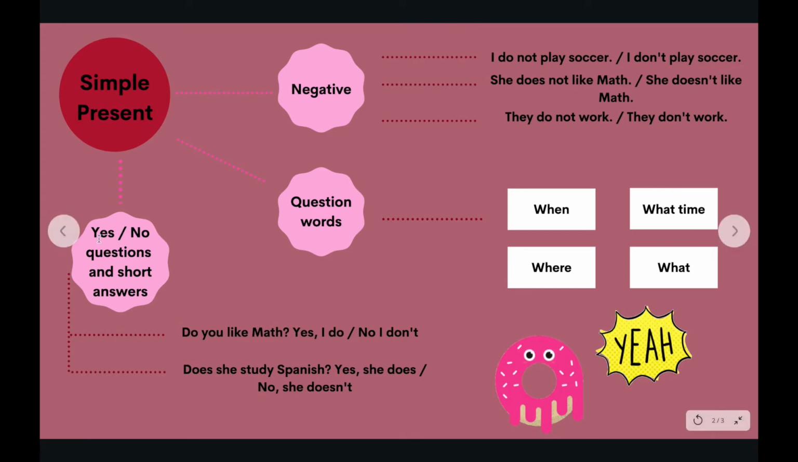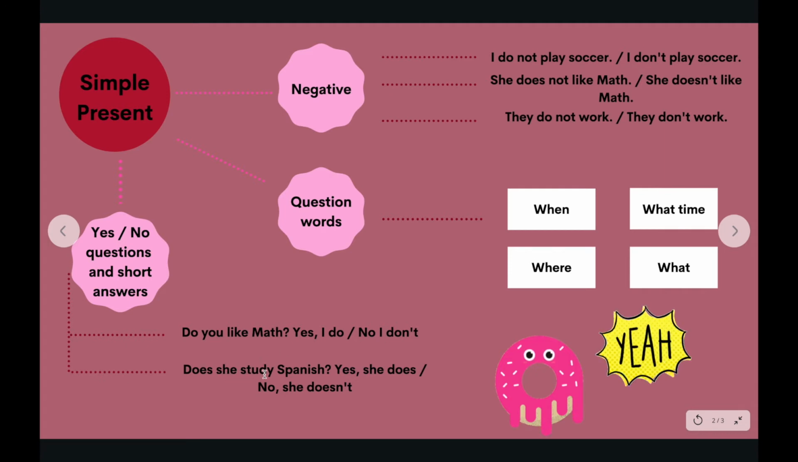Then we have yes, no questions and short answers. Here you have 2 examples. As I said before, we're going to use she, he, and it with does, and I, you, we, and they with do. So, do you like math? Yes, I do. No, I don't. This is very important. So, do you like math? Yes, I do. No, I don't.